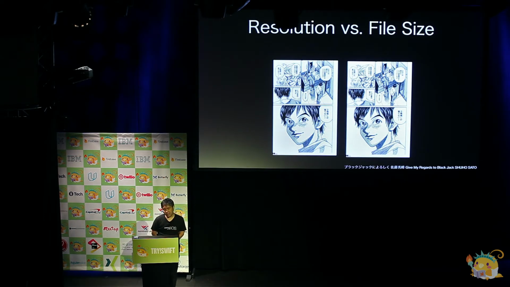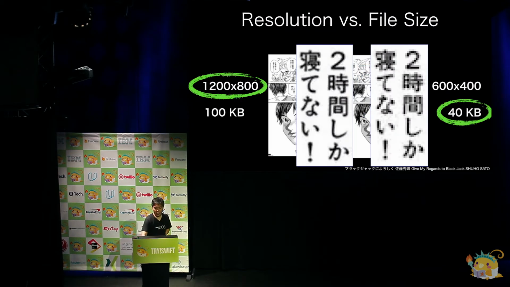Image quality is generally determined by resolution. Here are two identical manga pages. The one on the left has been resized to 1200 by 800, and the one on the right has been resized to 600 by 400. Let's try zooming in on the text area. On the right one, the text is jagged and hard to read. Because manga has a lot of text, it's very important to ensure that the text is easy to read.